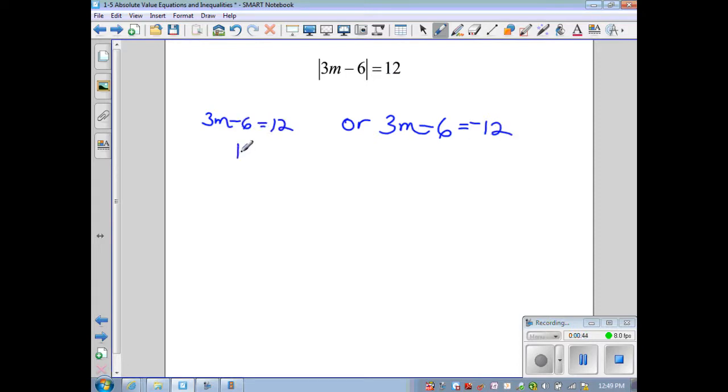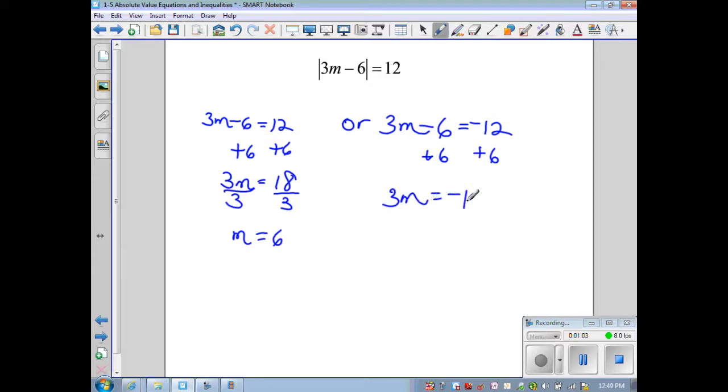So let's solve by adding 6 on both sides. 3m equals 18. Divide by 3. m is equal to 6. Or add 6 on both sides. 3m is equal to -6. Divide by 3. m is equal to -2.